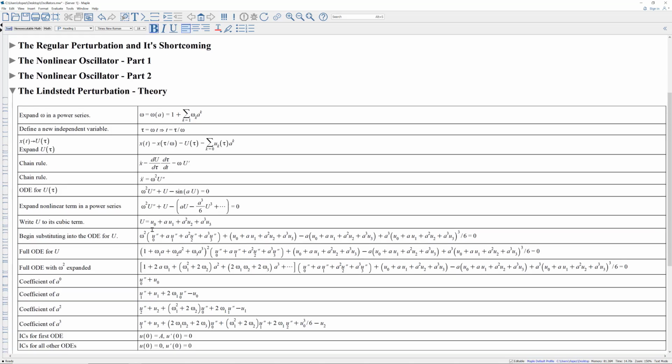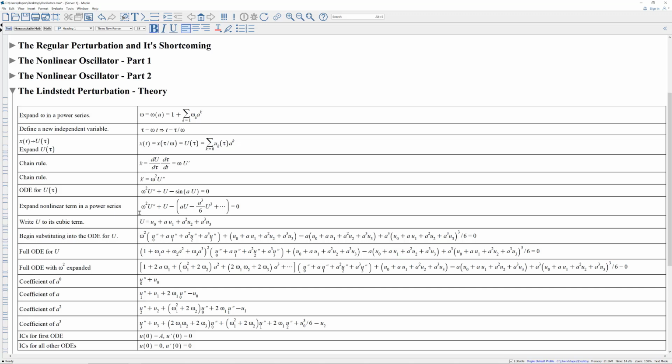And what does u look like for our purposes here? Remember, u is this series expansion, so I'm going to write it as these three terms, u0 up through u3, powers of a squared, a cubed. And we put this stuff back into the differential equation.